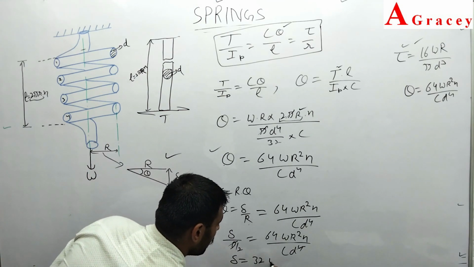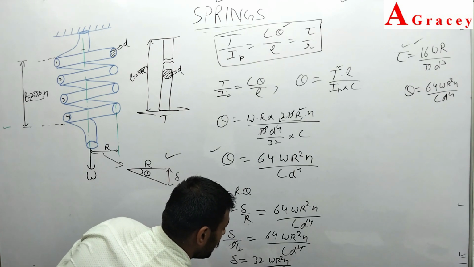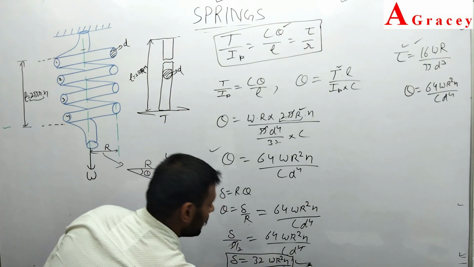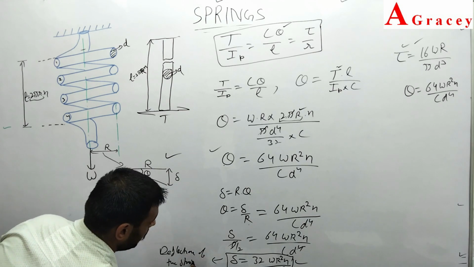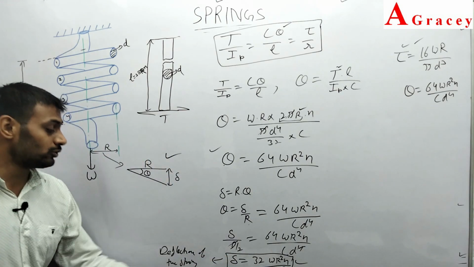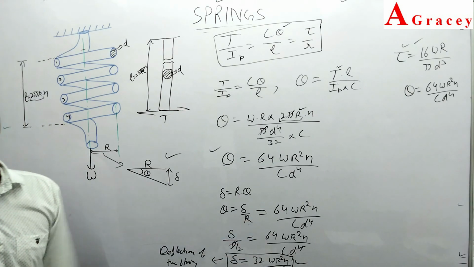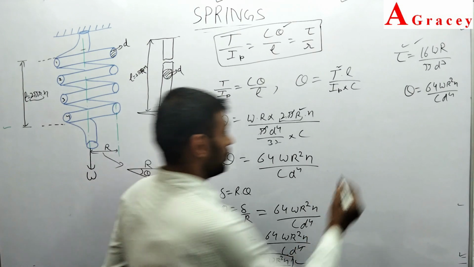So our δ will become 32 WR²n divided by Cd³. So this will be your δ, the deflection of the spring. So when a problem is there, you can put this δ value in your numerical. You can calculate the δ value.